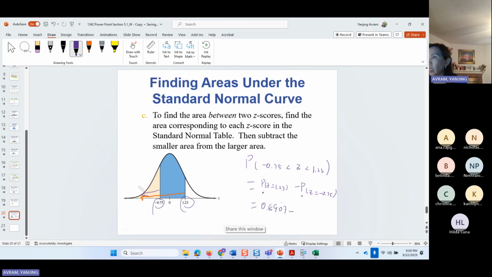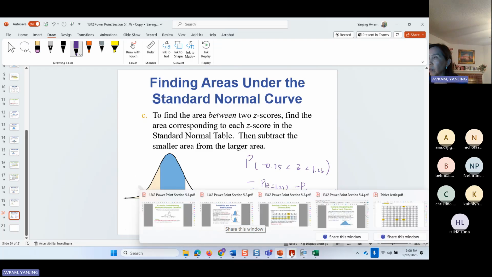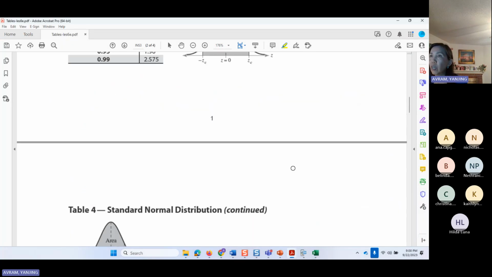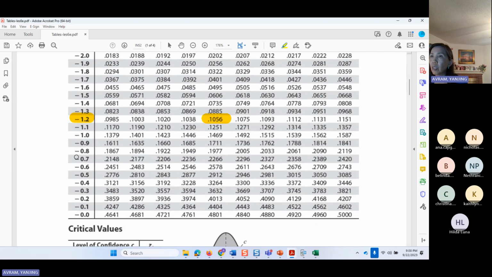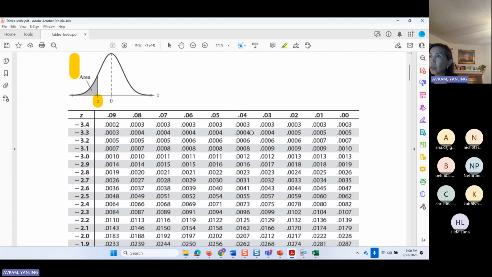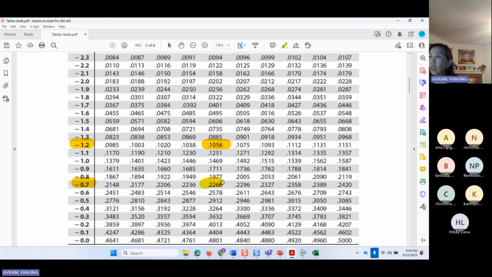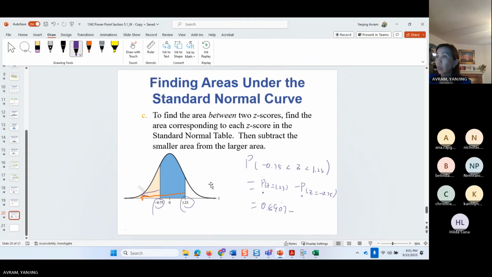Then we look at the area to the left for z-score negative 0.75. We go to the negative 0.7 row, and 0.75 is in the middle right here. That area is 0.2266. All right, so the area is 0.2266. And then you just subtract these two. If you subtract these two, let's see, what do you get?